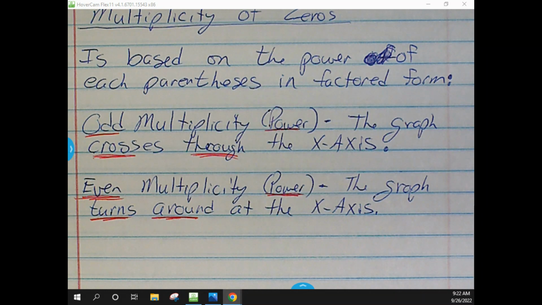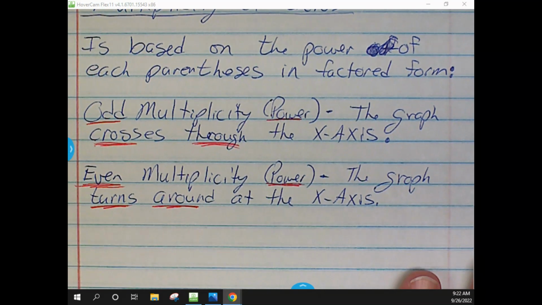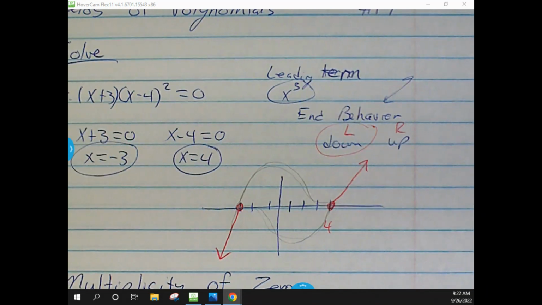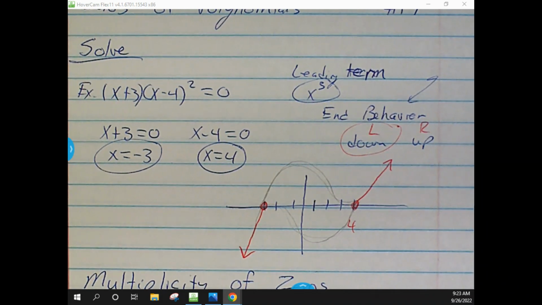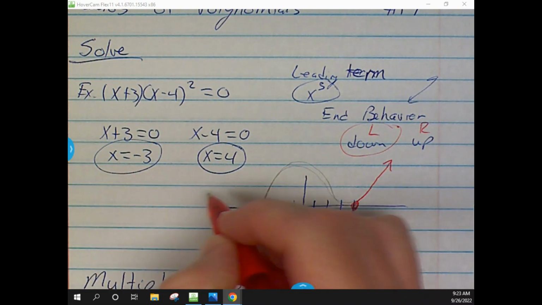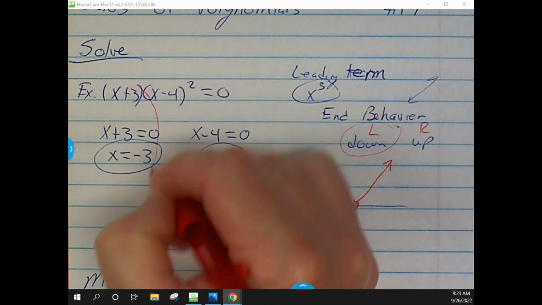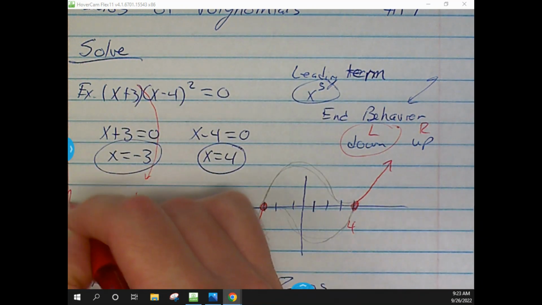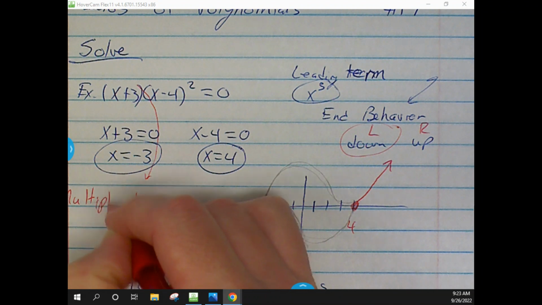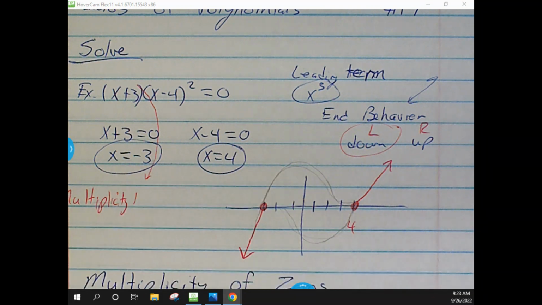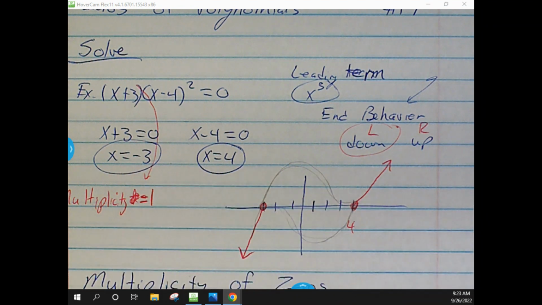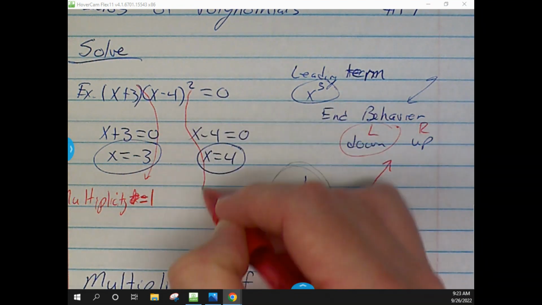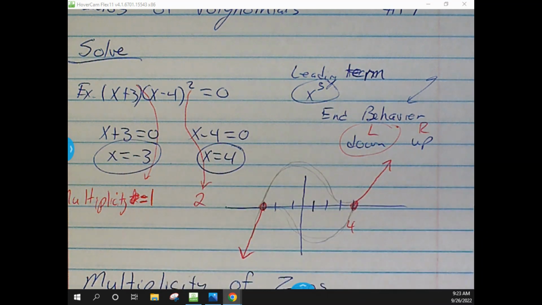Okay, so if we back up, let me pull the sheet back here to the other part of the page. So if we back up to the problem we had up here at the top, because basically, again, the graph can either go through the x-axis or it can turn around at the x-axis at that point. If you look at the multiplicity here, the power that would have been here, this would have been a multiplicity of 1. This one, because it was x squared, the multiplicity would be 2.